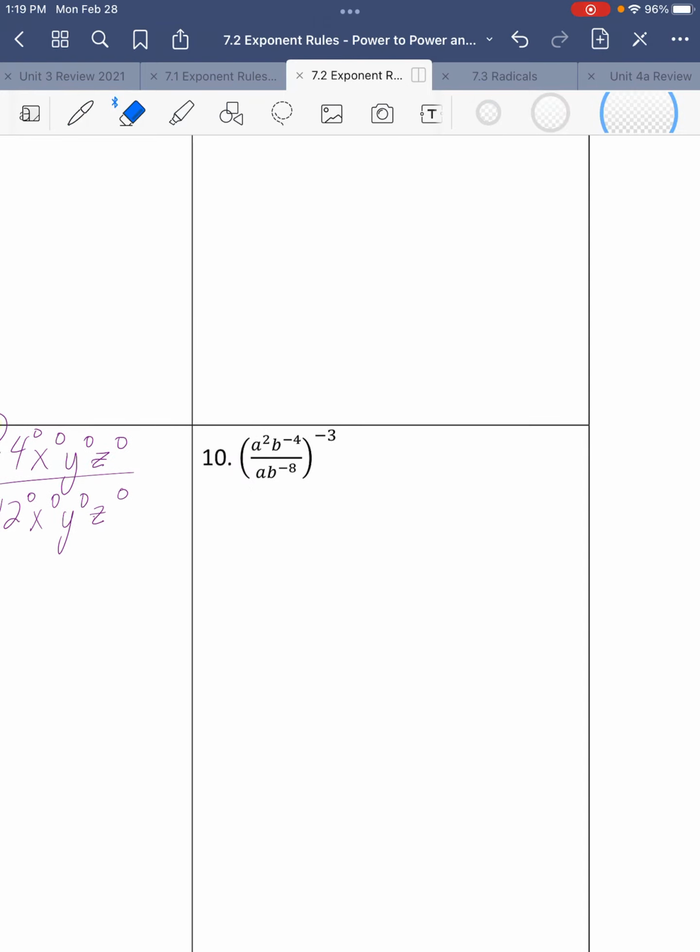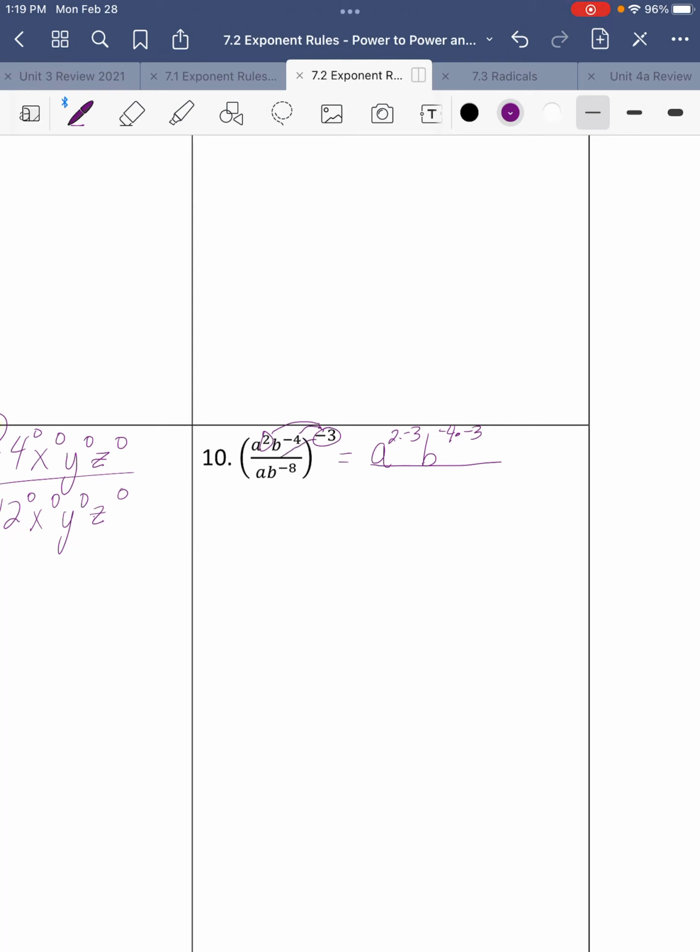Looking at the next problem. We have our exponents. I'm going to distribute to the negative 3. I'm going to distribute first, and then we'll worry about moving numerator and denominator. I think it's just going to be easier. So on our numerator, we have a squared, power to a power, so we're going to multiply, so 2 times negative 3. Then b to negative 4 times negative 3.